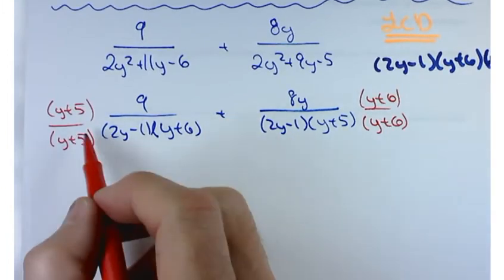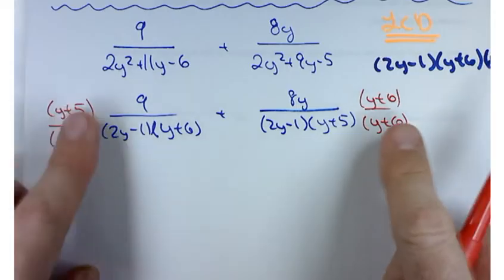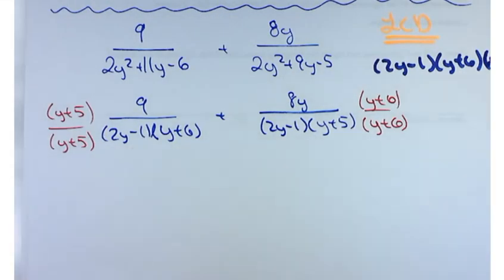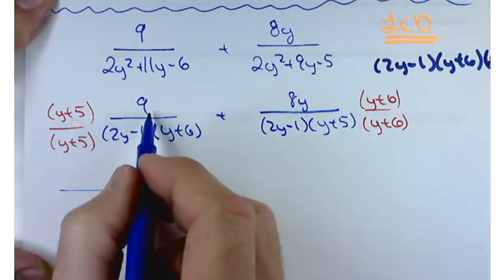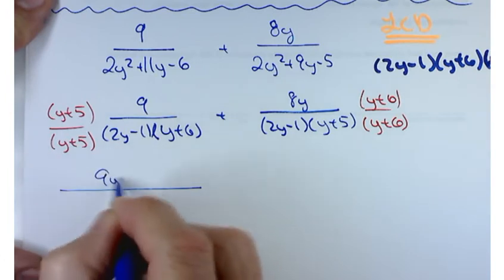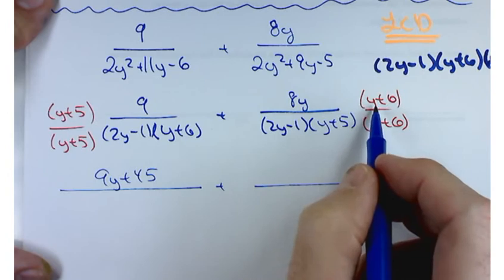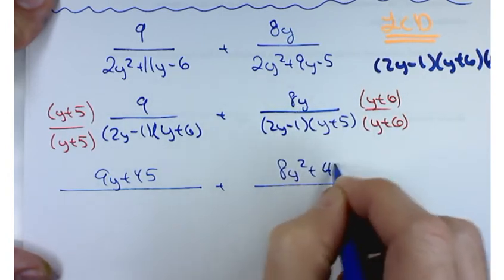Now please, don't cancel. I mean, you could, but then you'd be back to where you started from, without common denominators. So don't cancel. Instead, let's multiply. So I'll do it in 2 steps. Let's distribute here. I'll get 9y plus 45. And over here, if I distribute the 8y, I get 8y squared plus 48y.